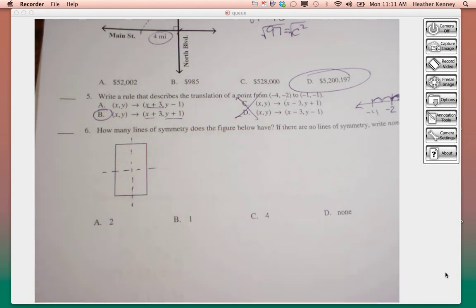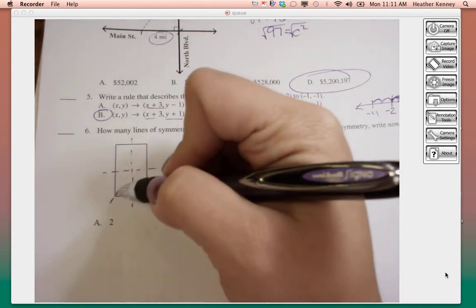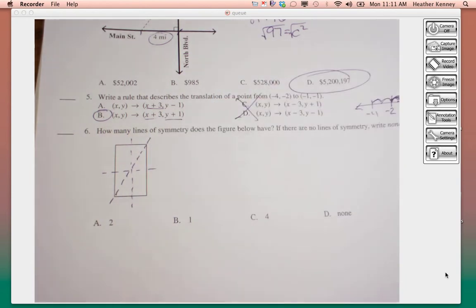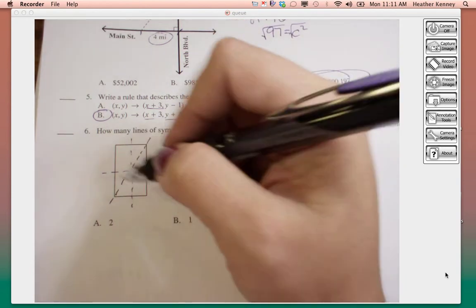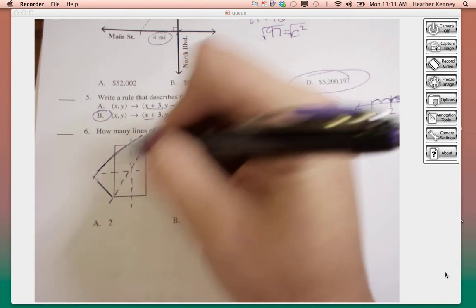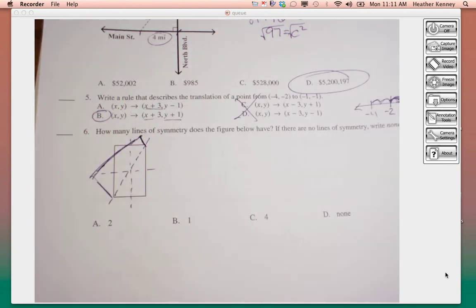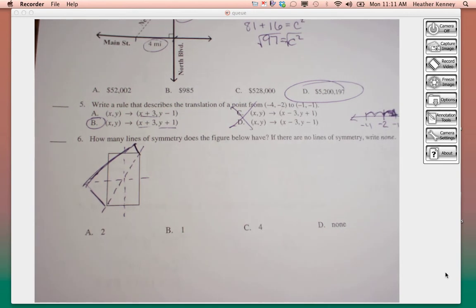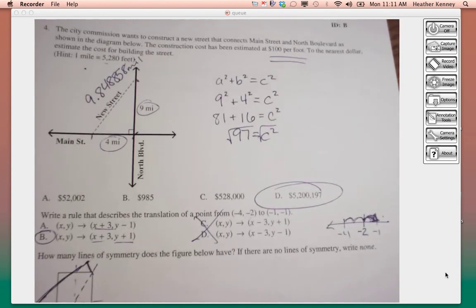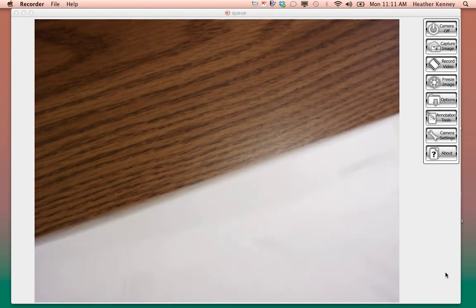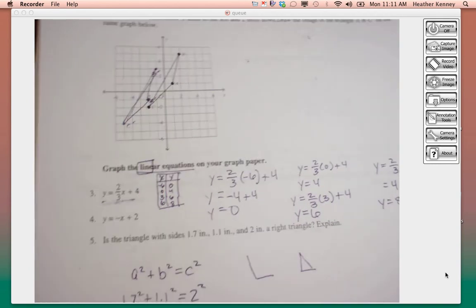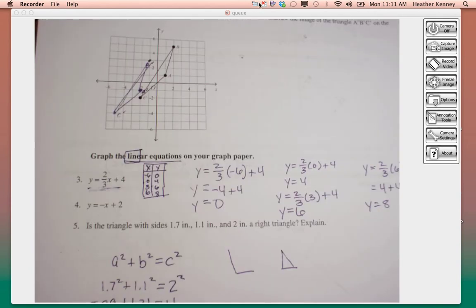How many lines of symmetry does the figure below have? This is like our folding questions again. For a rectangle, there's one through the middle here, and there's one through the middle here. You could fold it in half on either one of those lines and get a mirror image. However, if you fold a rectangle through a diagonal, you don't get a mirror image. You get something that looks kind of like this. It's not a mirror image. So there are no diagonal lines of symmetry in a rectangle, only in a square. All 4 sides have to be equal for there to be diagonal lines of symmetry. So the answer was just 2, the horizontal and the vertical lines of symmetry.